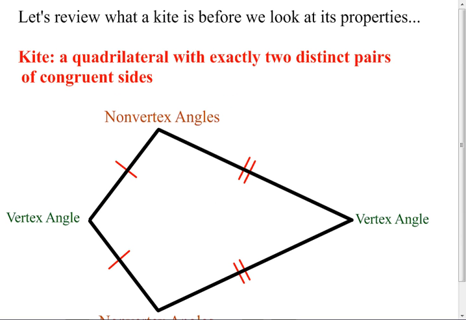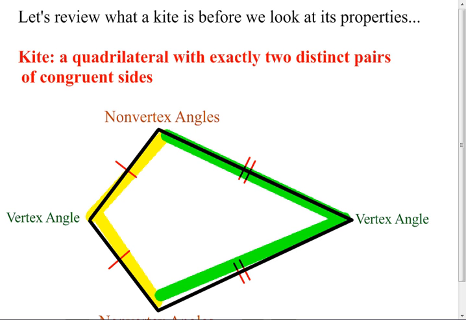So let's review what a kite is before we look at its properties. A kite is a quadrilateral with exactly two distinct pairs of congruent sides. So this pair will be congruent, and I have the other pair, and these are congruent. So they're not opposite sides, but they are consecutive sides.